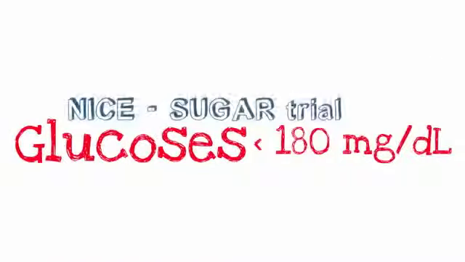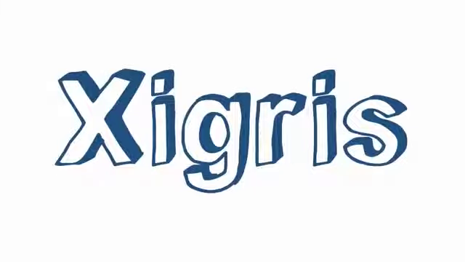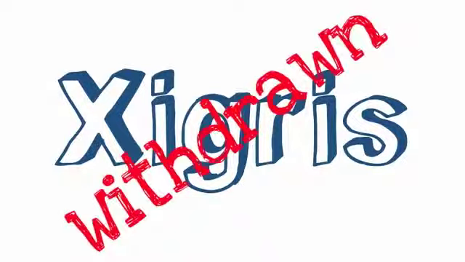In terms of glucose, as the NICE-SUGAR trial said, you want to keep your sugars less than 180. Strict glucose control is actually associated with hypoglycemia and worse outcomes. Now this brings us to Xigris, activated protein C. Well, it's something we don't use anymore. It was withdrawn from the market, so if it ever comes up, do not use Xigris. It does not improve morbidity and mortality, and it does increase your risk of bleeding.